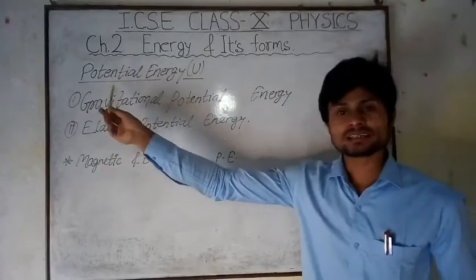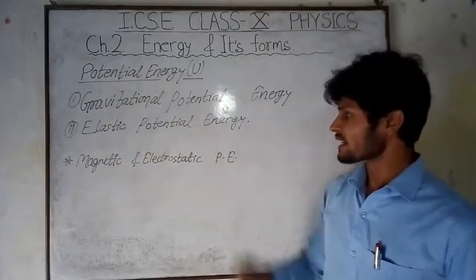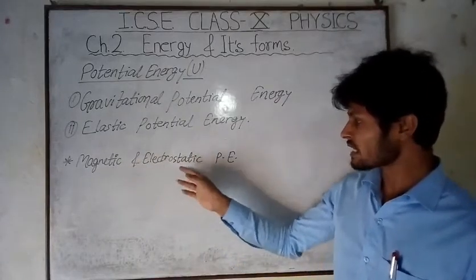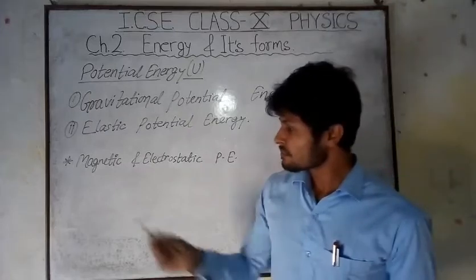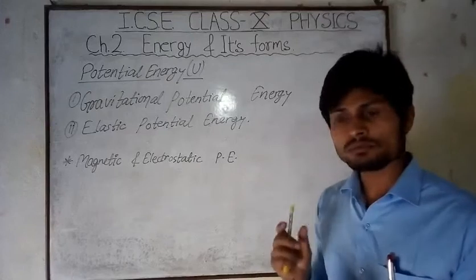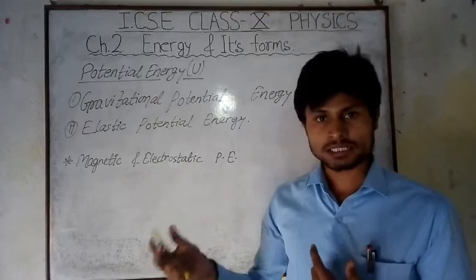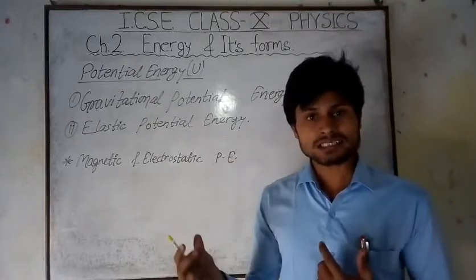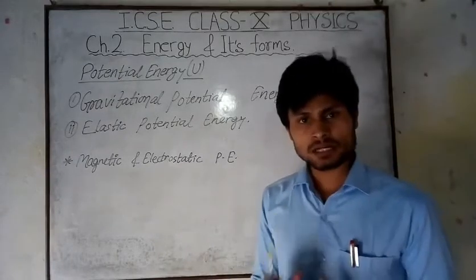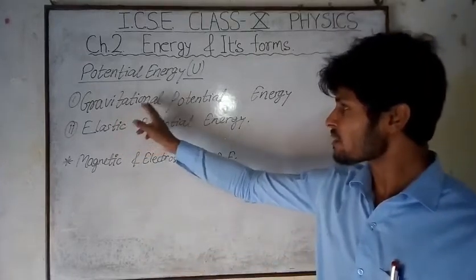See, the potential energy is of the type gravitational potential energy, elastic potential energy. Some other potential energies are also there, magnetic and electrostatic potential energy. Magnetic potential energy means that when two poles of a magnet are separated by a distance, then those poles have potential energy in them. Suppose two charges are separated by a distance, then those charges also have electrostatic potential energy. Now we will study the gravitational potential energy.